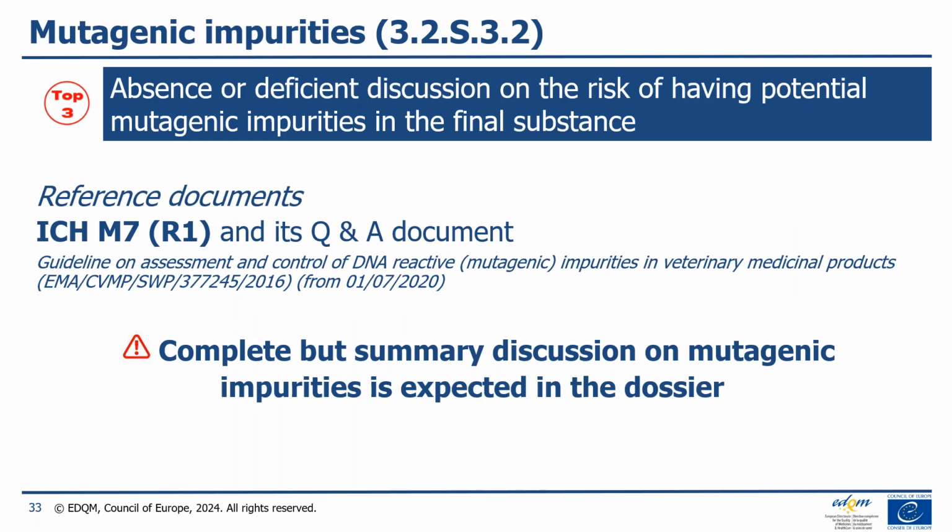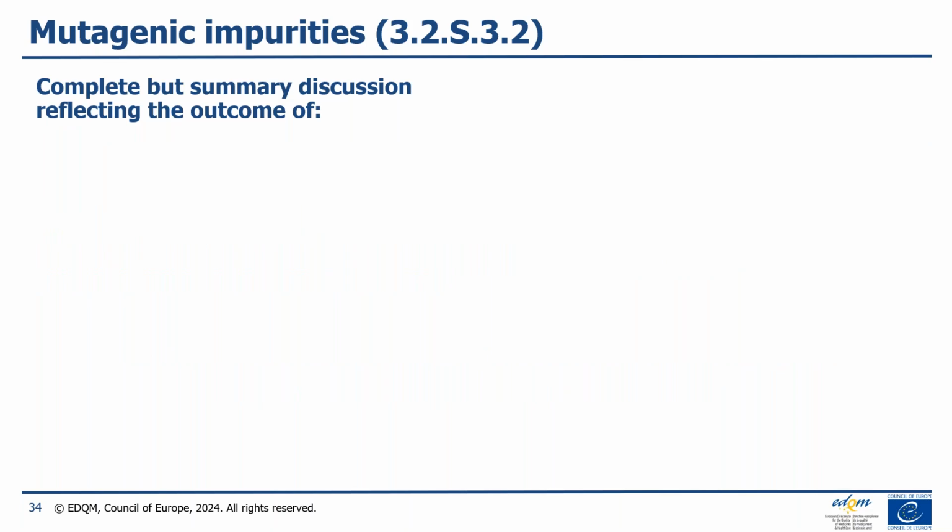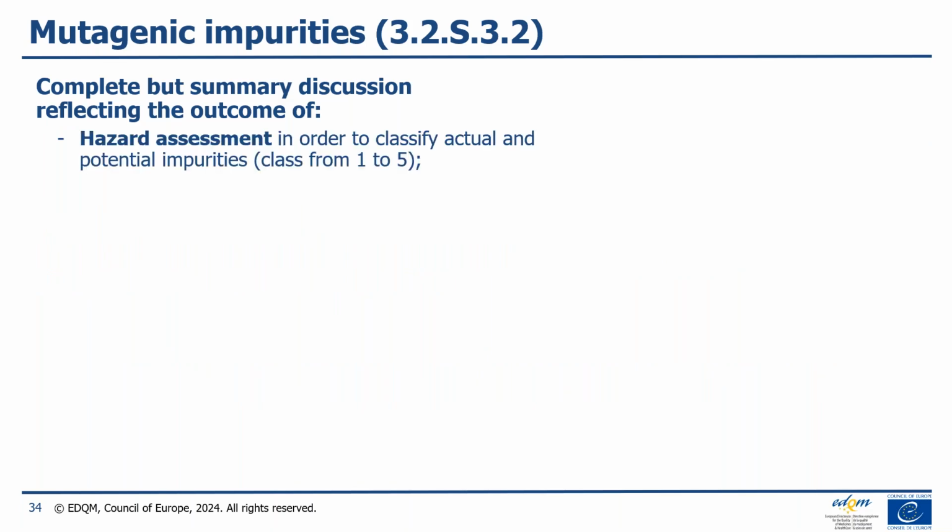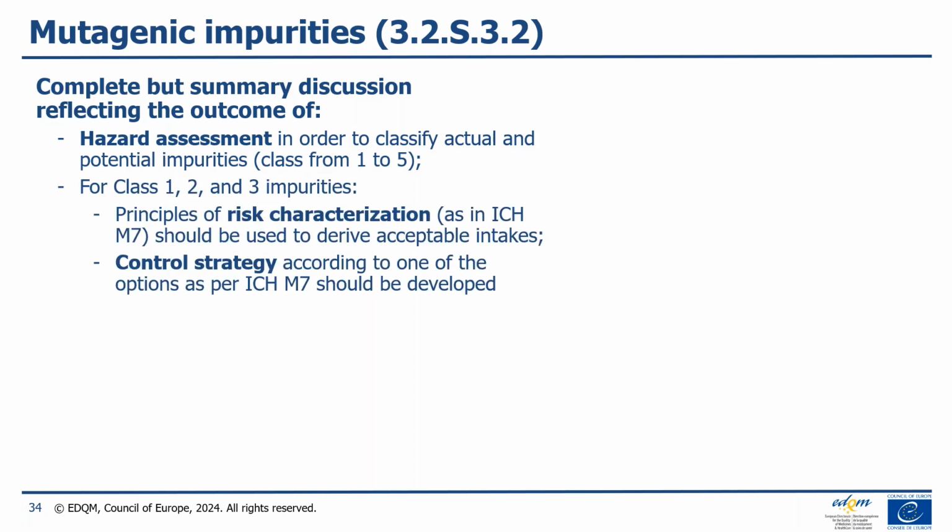Coming now to mutagenic impurities, as I mentioned, this is our top 3 deficiency currently. All discussions should be referenced to ICH M7 and its question and answer document. For veterinary medicinal products, of course, it's a twin document. And it's important to highlight that we want to see a complete but summary discussion in the dossier. This means it should reflect the outcome of hazard assessment, so that you have been able to classify your impurities from class 1 to 5.